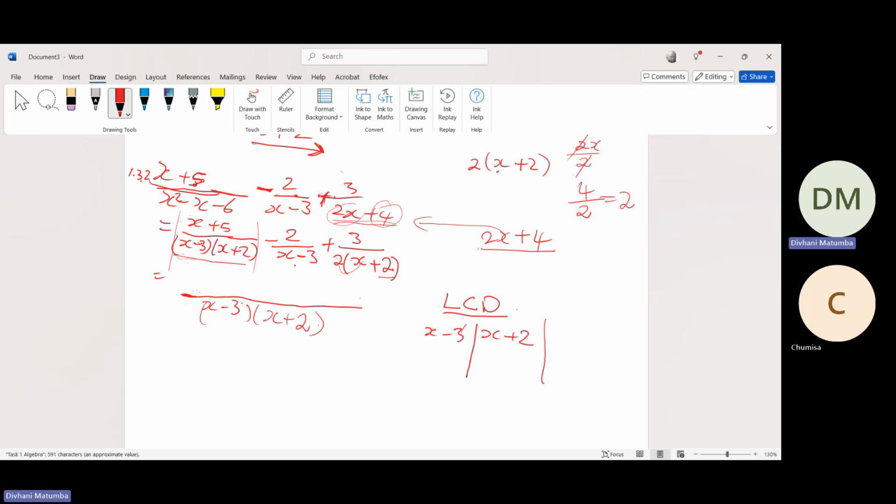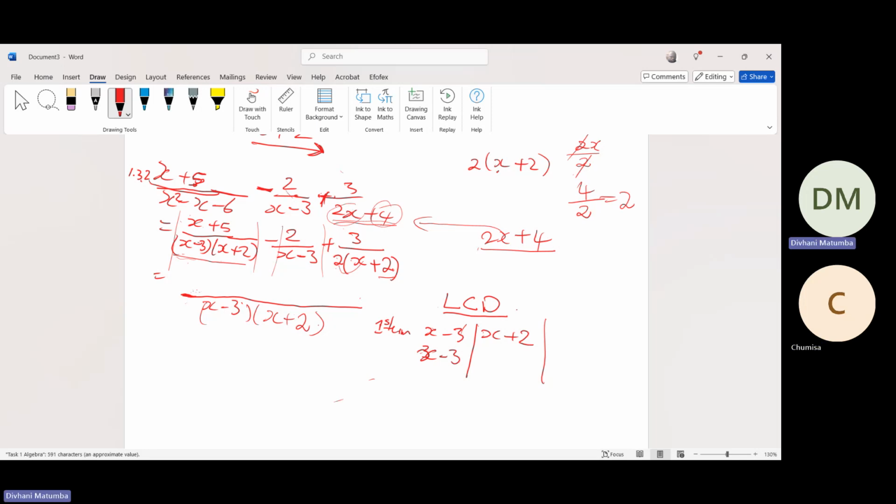Let's go to the second term. It has x minus 3. It also has nothing else. Those are the only factors. And then the third term, how many factors? There's one factor, sir.